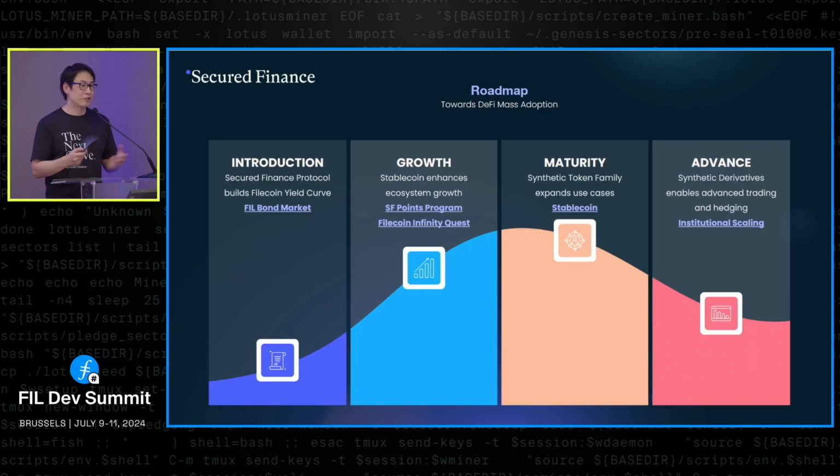So yeah, finally, the roadmap. We are in a kind of introduction stage. We just launched the protocol and started to build a Filecoin yield curve. So it's just starting, an early stage. And then once we grow with the point system and Filecoin Infinity Quest, we release the stablecoin to achieve some level of maturity, and it allows more of the family of synthetic token utilities. And at the last stage, synthetic derivatives enable more institutional scale adoption. So this 4-step approach, I think it's going to happen from now.